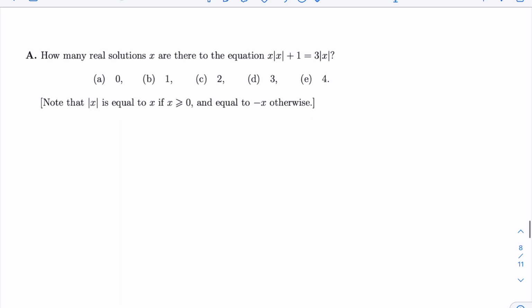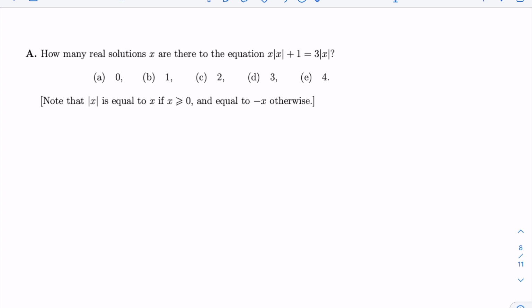Now, the first one is about looking for real number solutions for this equation with absolute value. Of course, noted here, the absolute value is going to be equal to x if it's non-negative, otherwise negative x. So we're going to have this quadratic equation for two cases. The first case is when x is non-negative, the equation becomes x squared minus 3x plus 1.